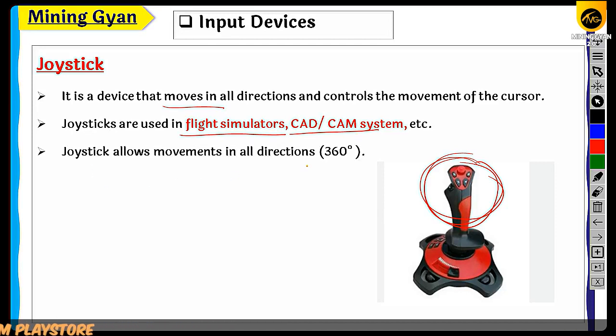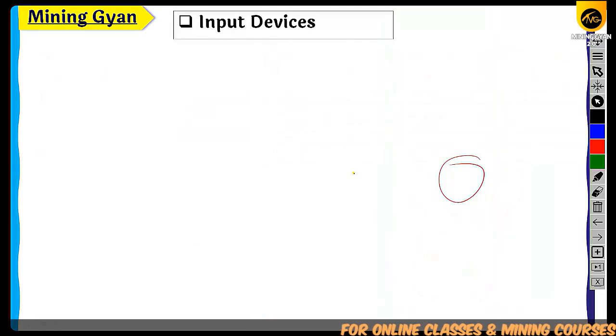Joystick allows movement in the direction of 360 degrees. So you can move this joystick handle in 360 directions, and then you can control the movement of the cursor.